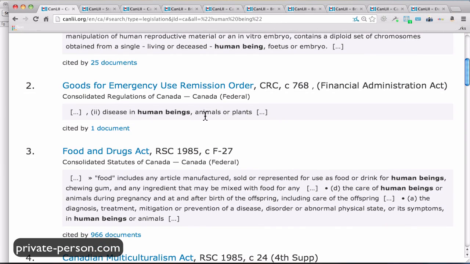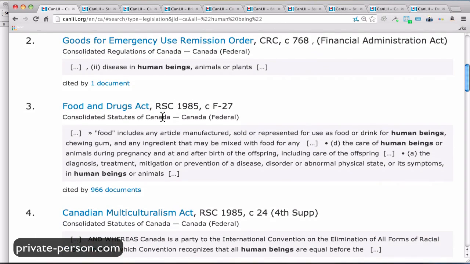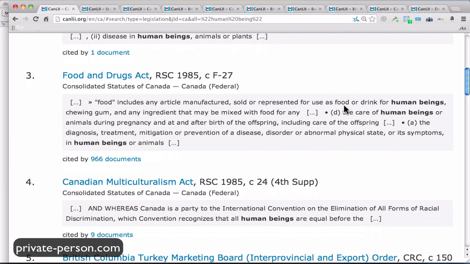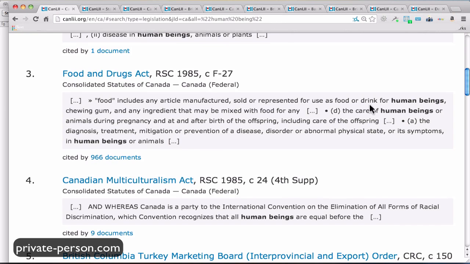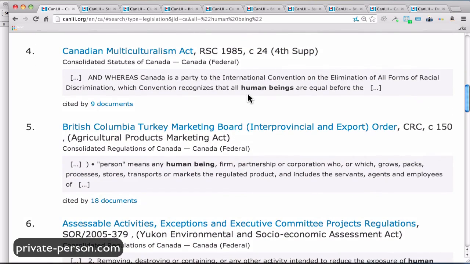Disease in human beings, animals or plants. At least they're making a distinction between animals and human beings, because there's some theories from the US where they're treating us all as animals under their laws so they can do things to us. Food and Drug Act, food and drink for human beings, the care of human beings or animals during pregnancy. Well, maybe that is either or, I don't know. Anyways, questions for people to investigate. Canadian Multiculturalism Act, all human beings are equal. That's interesting. Usually it's all persons or whatever, but there it is. All human beings are equal, but it's related to the Multiculturalism Act.